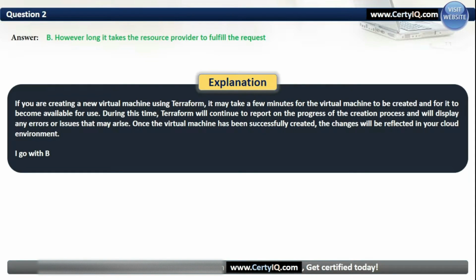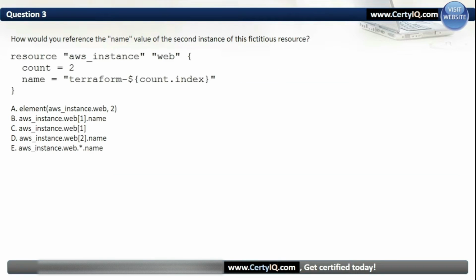If you are creating a new virtual machine using Terraform, it may take a few minutes for the virtual machine to be created and for it to become available for use. During this time, Terraform will continue to report on the progress of the creation process and will display any errors or issues that may arise. Once the virtual machine has been successfully created, the changes will be reflected in your cloud environment. I go with B.